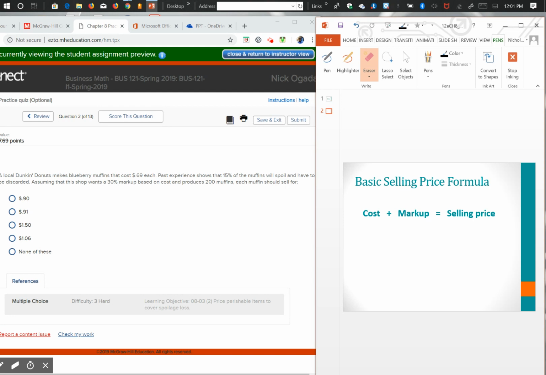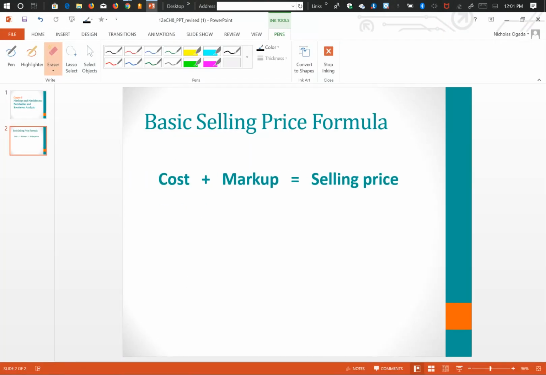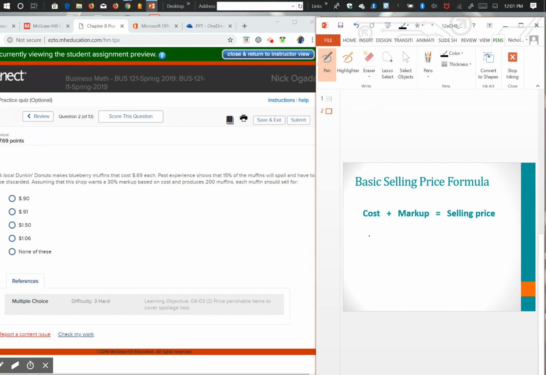The shop wants to achieve a 30% markup, which is also based on cost, and they are going to produce 200 muffins. We've been asked to determine the selling price, so it's the same formula that we begin with. We need to determine the selling price, and we've been given the cost of each muffin, which is 0.69.